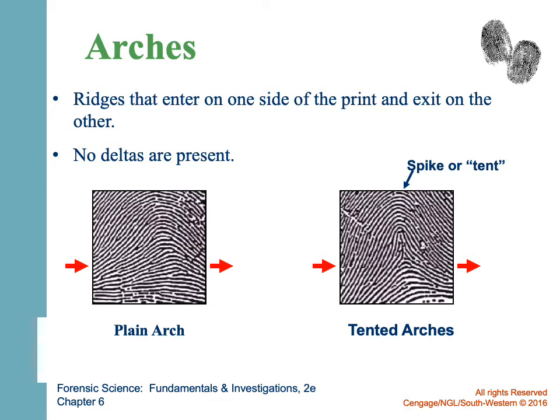So, arches. Arches are ridges that enter from one side and exit out the other side. There are no deltas present. You have two types of arches: a plain arch and a tented arch. You can see how this one has a much greater arch to it. Right here you can see how it goes in and out, and then the tented arch just has a much greater arch to it.